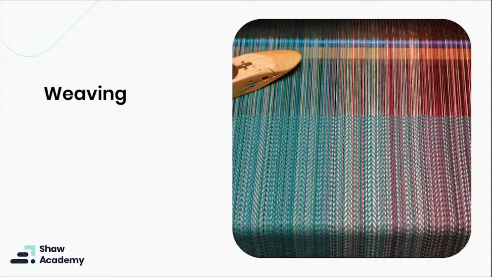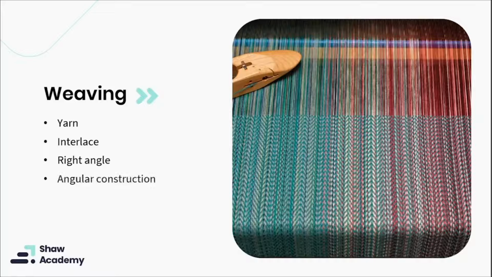Next up is weaving. Weaving requires yarn production first. Weaving fabric is accomplished on a loom by interlacing 2 or more yarns at right angles. So, the warp yarns, which is the straight grain, runs parallel to the selvage, and the weft yarns, or cross grain, runs perpendicular to the selvage. It is this angular construction that distinguishes weaving from other fabric construction methods.